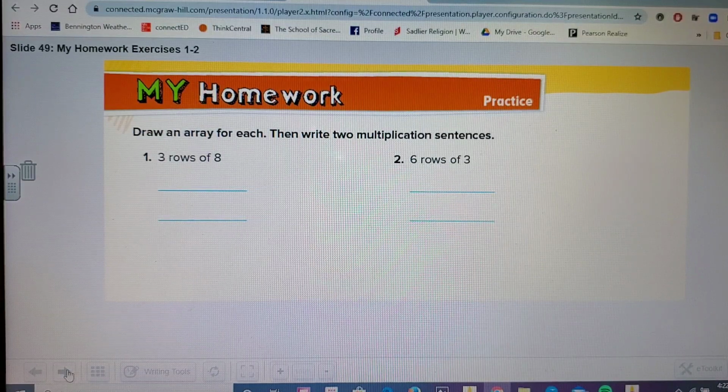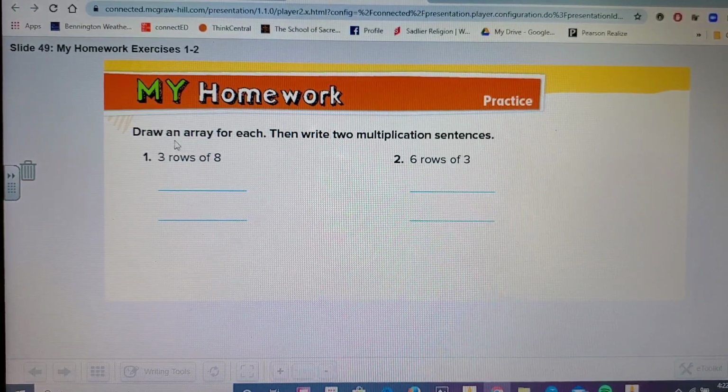Here we are on the My Homework page. Some of this we'll do together, some of it I'll have you do on your own. Let's start with number 1. Draw an array for each. Then write 2 multiplication sentences.